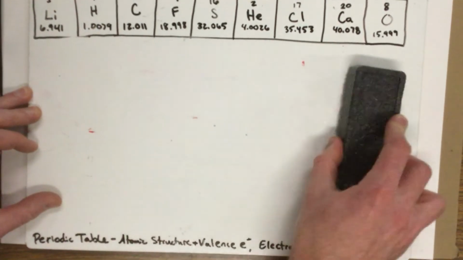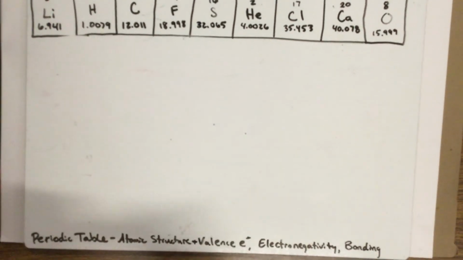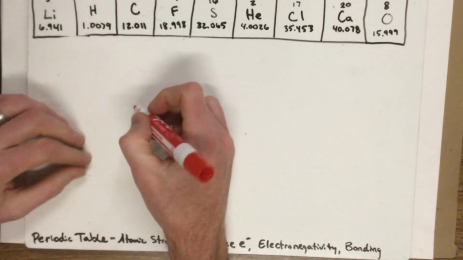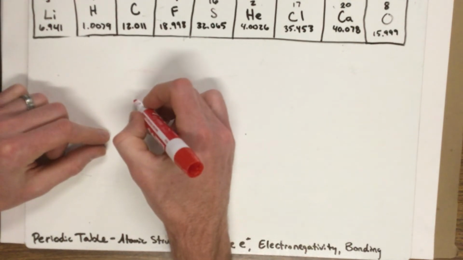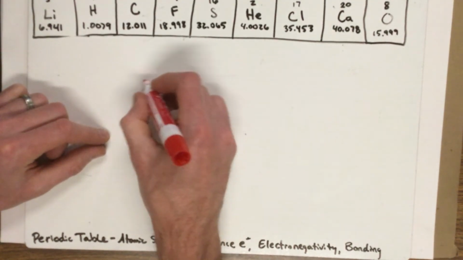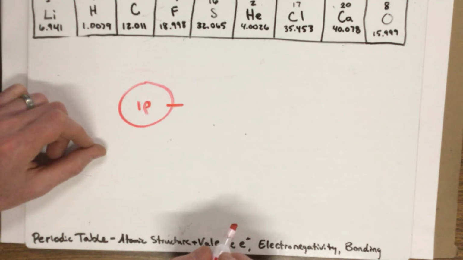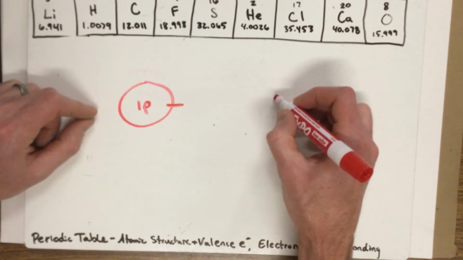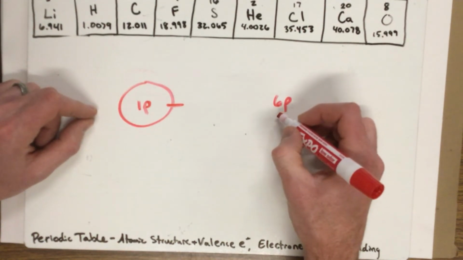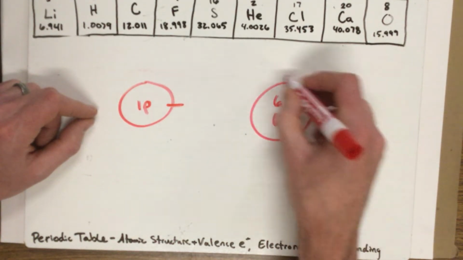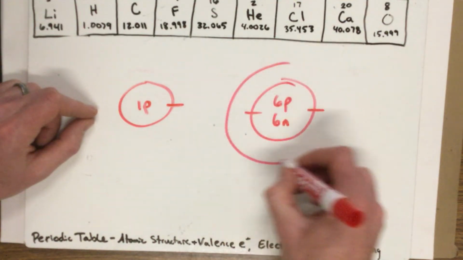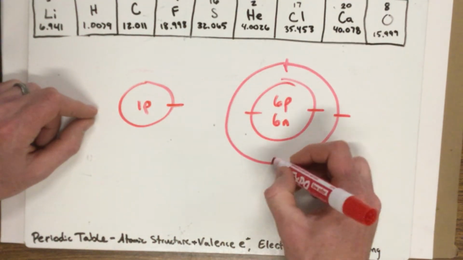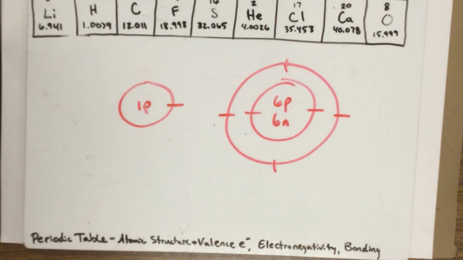Let's try another one. Carbon and hydrogen. So I'll go hydrogen here, 1 proton, 1 electron. That's hydrogen. Remember, it doesn't have a neutron. Its most common isotope doesn't. Carbon, 6 protons, 6 neutrons, 1, 2, 3, 4, 5, 6. All right, in this particular case, what's going to happen?